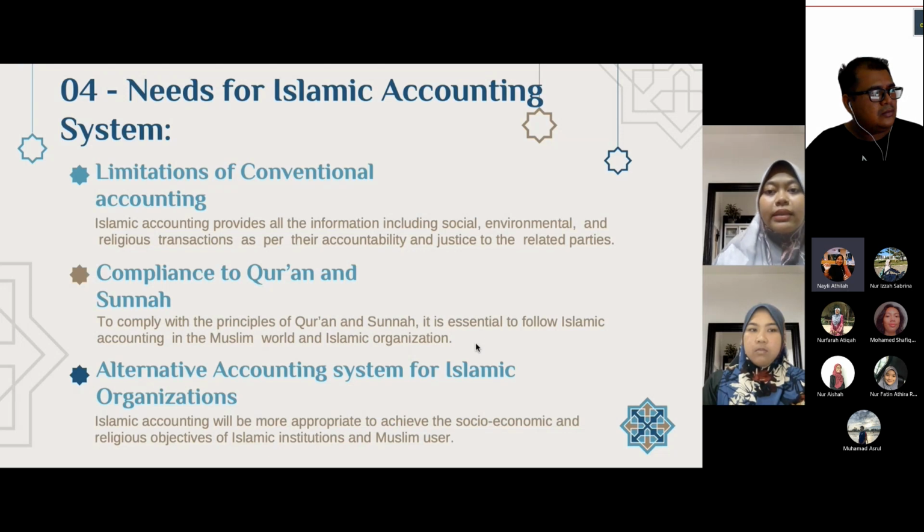The third one is an alternative accounting system for Islamic organisation. Nowadays, dah banyak Islamic organisation termasuklah bank, insurance and investment companies yang operate diorang punya business with specific Islamic objectives. Tapi pengguna interest-based conventional accounting yang diorang apply tu tak selari dengan Islamic objectives. So it is best and more appropriate kalau organisasi tu dapat adapt Islamic accounting so that diorang juga dapat achieve the socio-economic and religious objective of Islamic institutions and Muslim users.